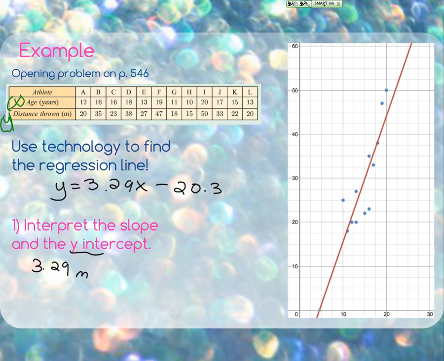Now the y-intercept is the one that makes no sense on this problem. It's the part of the example that is not a good question for this type of problem, but you will be asked it. Let's think about the y-intercept. What makes the y-intercept a y-intercept? It intercepts the y-axis, so what's our x value at the y-intercept? 0. So the reason it doesn't make sense is that at 0 years old, they can throw negative 20. It does not make sense with this particular problem.